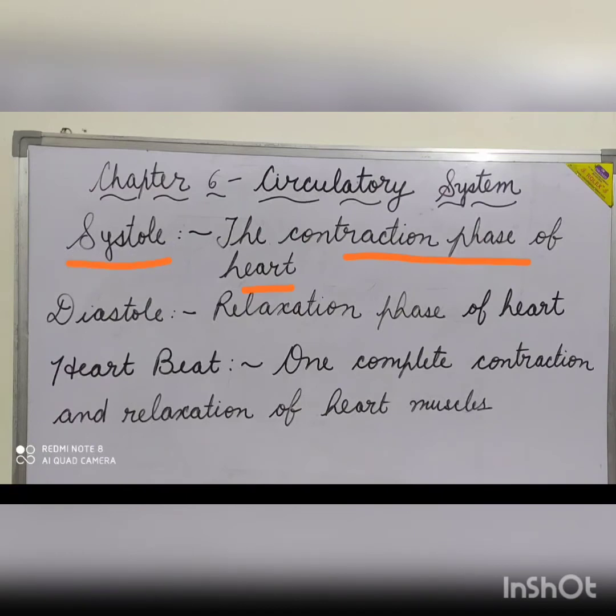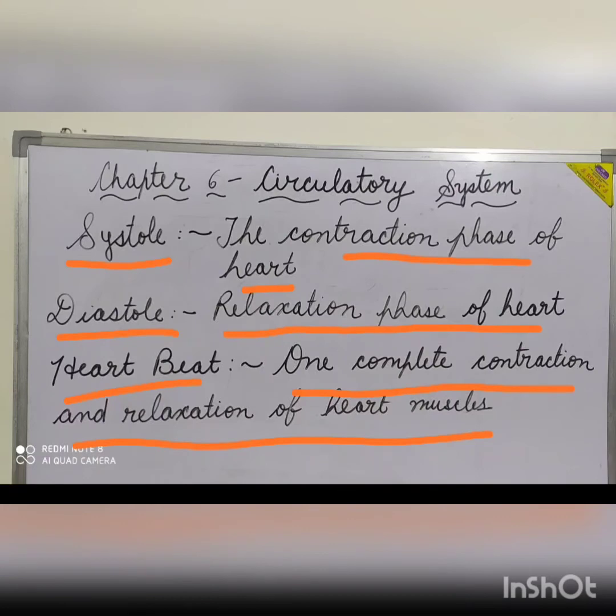Afterwards, the heart muscles relax, allowing blood to flow in from the veins and fill the heart again. This relaxation phase of the heart is called diastole. One complete contraction and relaxation of heart muscles makes up one heartbeat. So one heartbeat lasts for about 0.8 seconds.